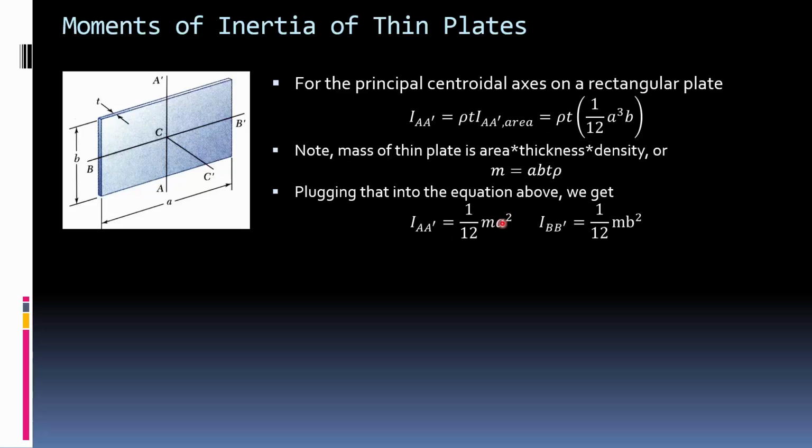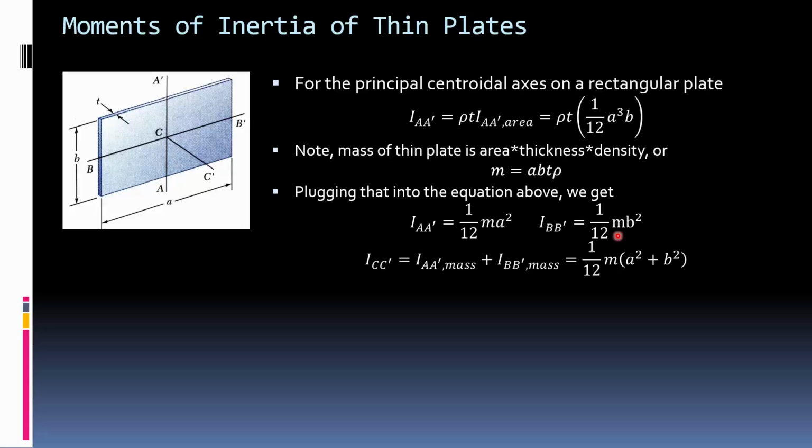This, however, is helpful because you can put it on a scale. You can quickly measure what the mass is of something, right? And then you know that the mass moment of inertia with respect to this axis right here is 1/12 times mass times a squared. And for the b, it works out to be the same thing with respect to this axis here. So it's 1/12 M b squared.